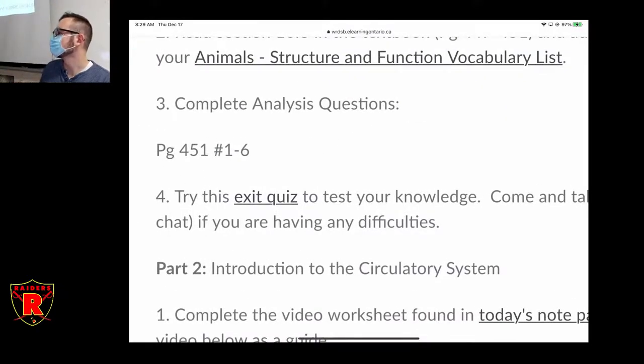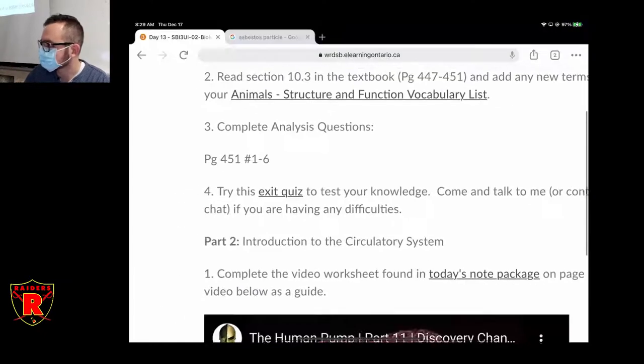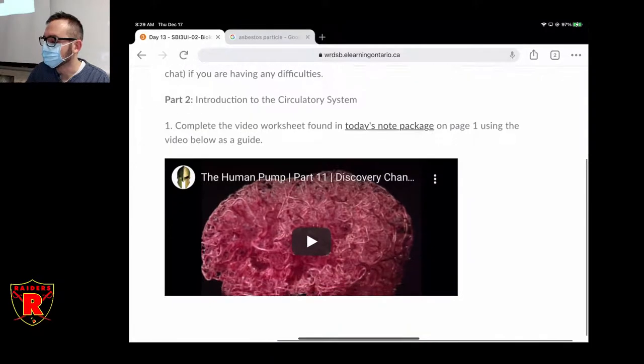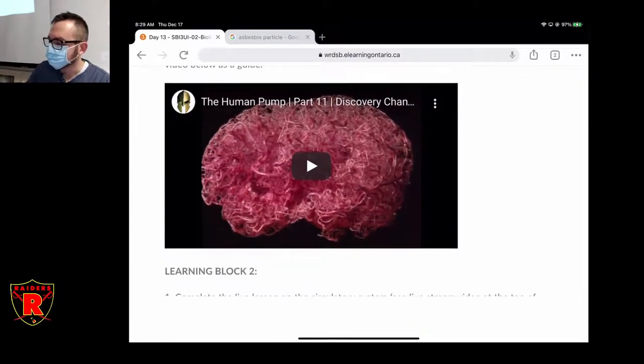It's on some of the stuff from the reading and vital capacity. And it talks a little bit about the lung capacity stuff. When you're done that, we're going to start the circulatory system.